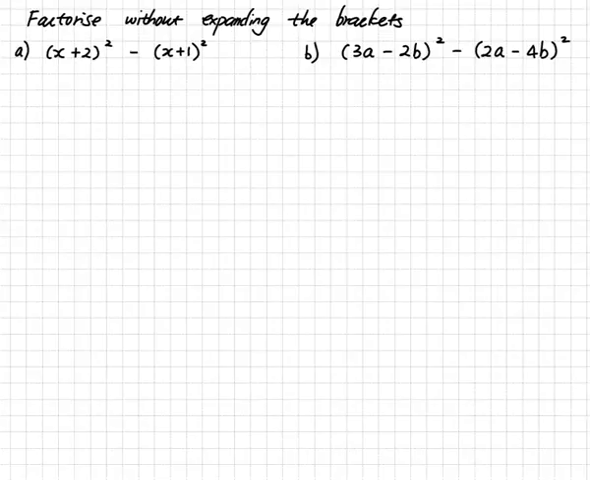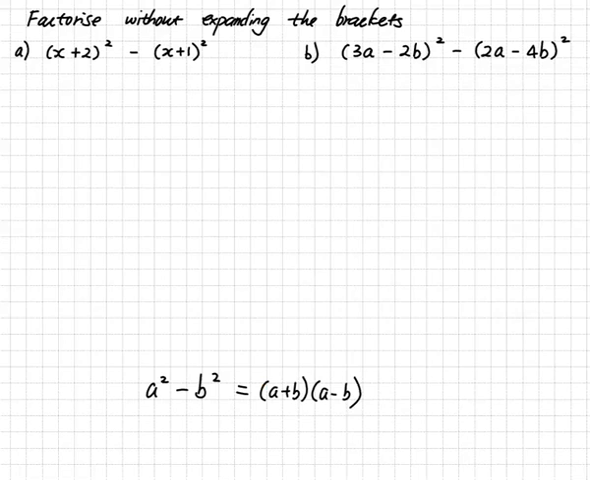Can you factorize the following expressions without expanding the brackets? So let's have a look at question A. You have that whole bracket squared minus another bracket squared. So I have something squared minus something squared. It looks like a squared minus b squared, which is the difference of two squares. And when we factorize it, that will give us a plus b times by a minus b.